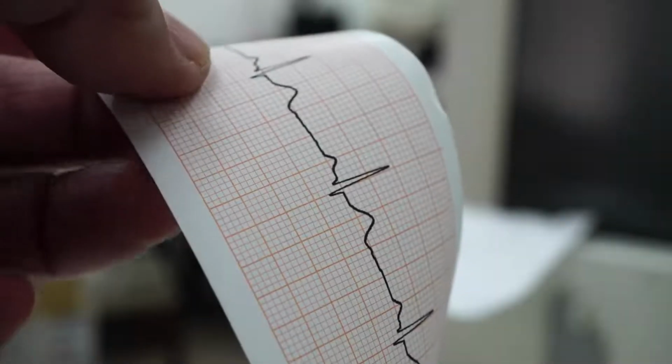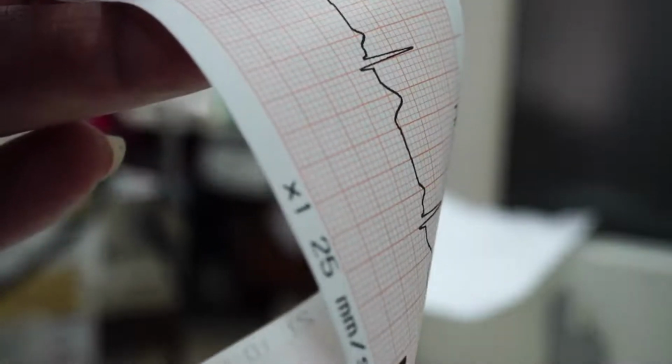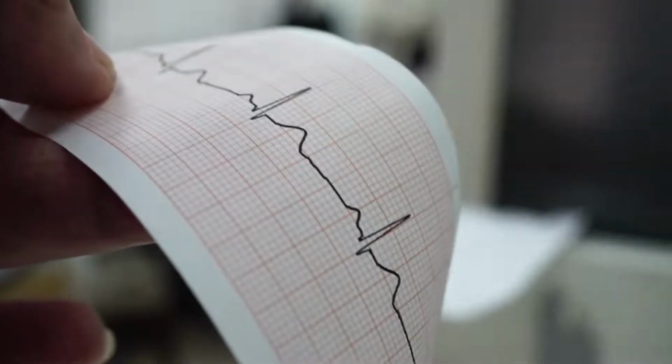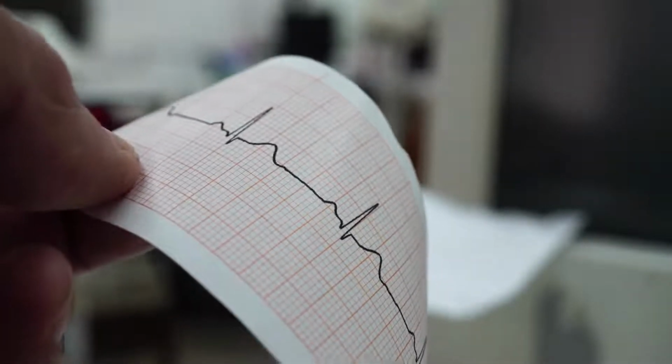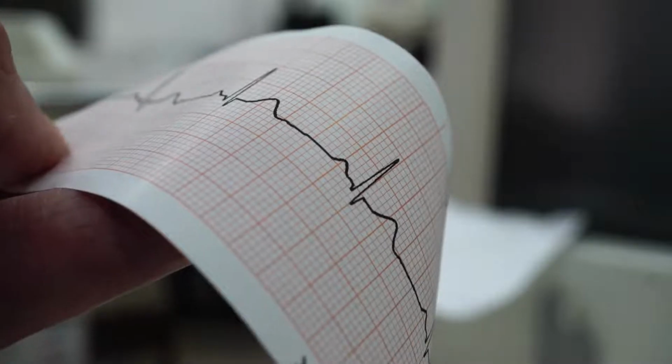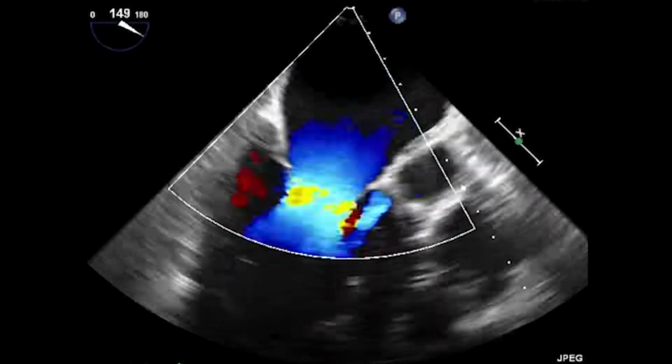High-voltage QRS with inferolateral T-wave changes correspond to an increased depolarization of the right and left ventricles of the heart, and changes in the depolarization of the ventricular inferolateral walls. 2. Echocardiography. Echocardiography is a type of ultrasound scan that uses sound waves to create moving pictures of your heart.